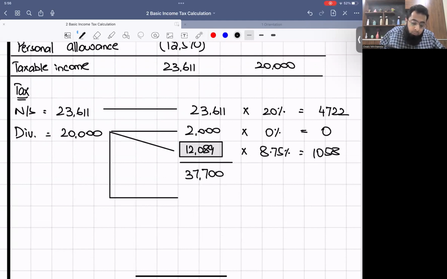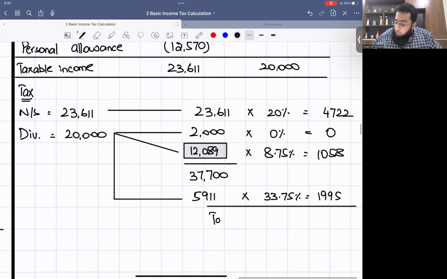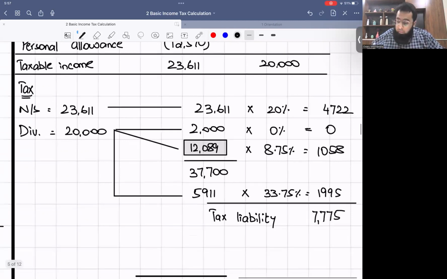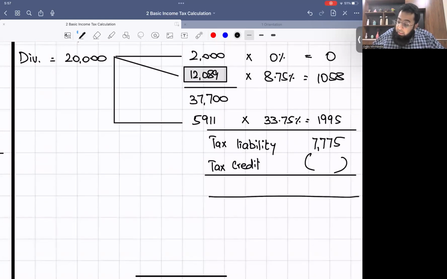20,000 minus 2,000 minus 12,089. So it's 5,911, 33.75%. So this is 1,995. Okay? We'll add up all of them to arrive at the value of tax liability. 4722, 1058, 1995. So it's 7,775. We'll adjust the tax credit from it. Arrive at the value of tax payable.